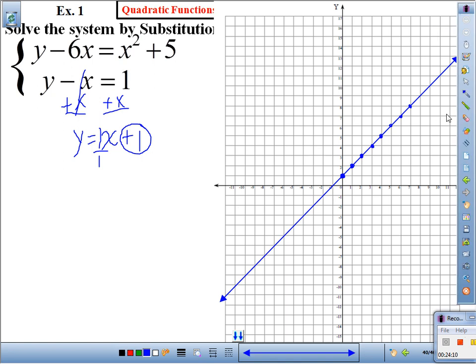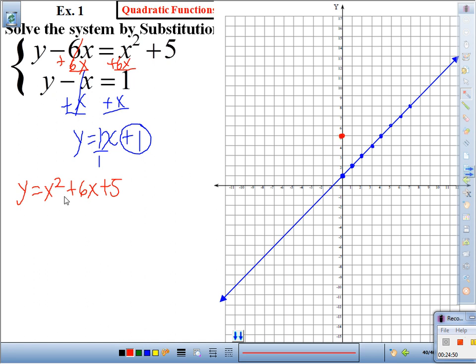Now we need the first equation. It has to be solved for y, is that correct? So what do I do here? Add 6x, add 6x. So I end up with y equals x squared plus 6x plus 5. All right. When we got to quadratics and we were looking at certain patterns, what did we learn? That the 5 is our constant. What does that mean? It's our y-intercept. Where's 5 on the y-axis? Right there. So our parabola is going to cross through there.